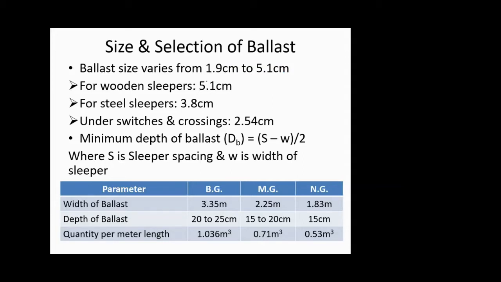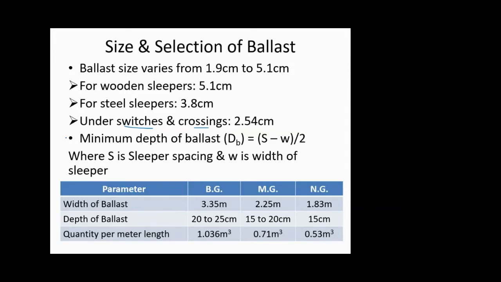Now for wooden sleeper, the size is more because with the larger size, the voids will be more. And for wooden sleepers, if you have waterlogging issues, it can hamper the functionality of that wooden sleeper and it will cause much faster decay. So for that you require a good drainage facility, so that's why the size is more. For steel sleeper you can see it is less, and same for the switches and crossings. This will be seen in detail in the second unit. Now you need to just remember the term switch and crossing.